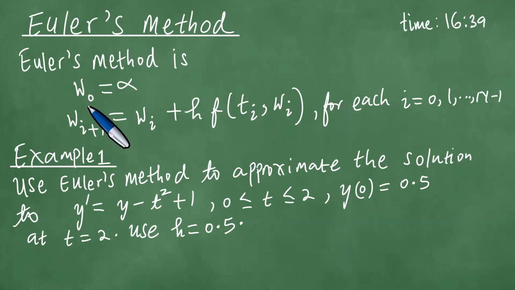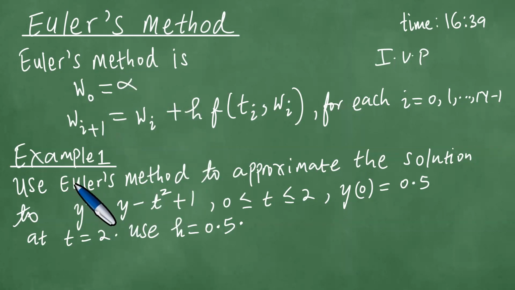It is w naught equals alpha. And what is this? This is the initial value. So these are initial value problems we're dealing with. We need to understand that Euler's method is for solving what we call initial value problems, IVPs. So this becomes the initial value, and therefore this one here becomes the relation we use to solve the problem at hand, because we're given a problem and we must be able to solve it.